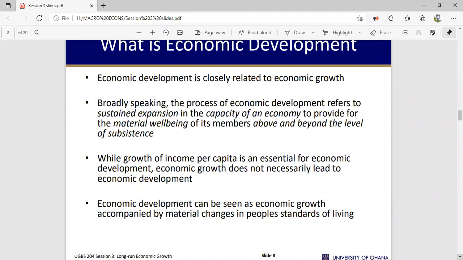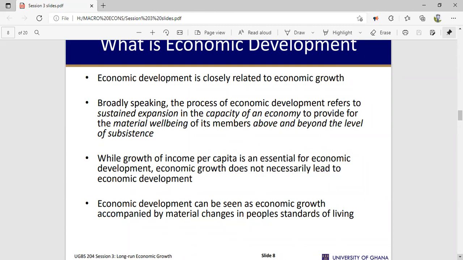Of course we can say that we are producing much goods and services in a particular year, in a particular country, but we can't confidently say that these goods and services are impacting the life of the ordinary Ghanaians. In a case where we are able to provide the material well-being of everyone in the country, then we say the average Ghanaian is experiencing economic development.